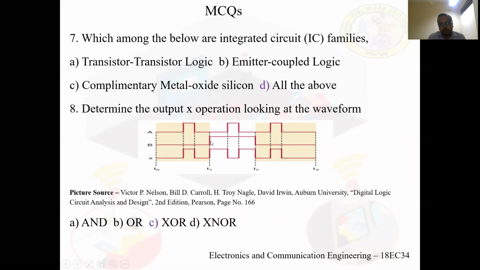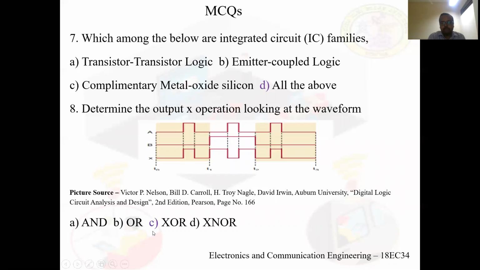You can see here when B becomes 1 and A is 0, again the output is high. And in this period, B is 1 and A is 1, when both A and B are high, the output is equal to 0. Now can you relate these waveforms with the truth table we studied? It is nothing but an XOR operation.